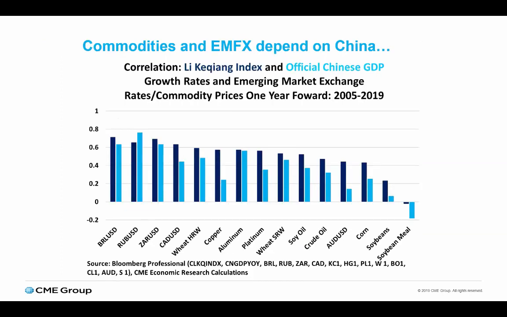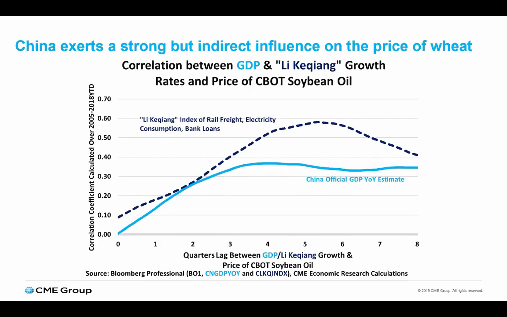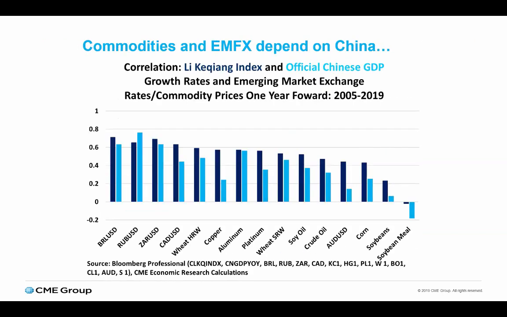So the hypothesis here, this essentially looks at this chart for all of these different commodities at the fourth quarter. What impact does China have on these different instruments 1 year later? You can see China's growth, when it accelerates, has a very positive impact on things like the Brazilian real, the Russian ruble, South African rand, Canadian dollar, and Australian dollar. All of these currencies, of course, belong to countries that are big exporters of commodities.